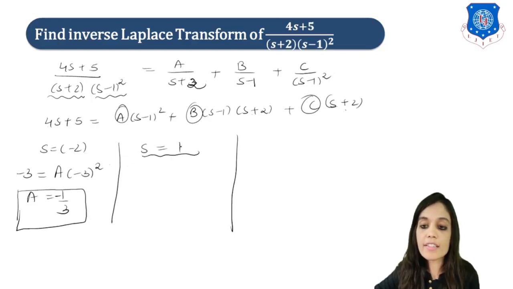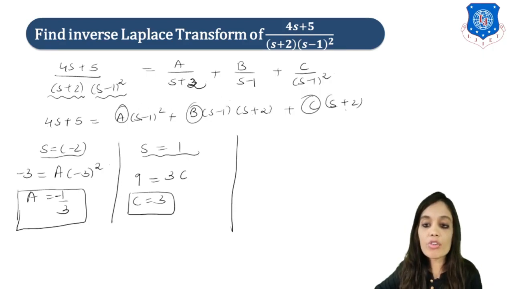Now if I put s is equal to 1 in this, so here I will have 9 is equal to, this will go to 0. This also will go to 0. Here I will have 1 plus 2, so 3c. So c is equal to 3. Now only what is remaining? We have to find the value of b. So in order to find the value of b, what we will do?